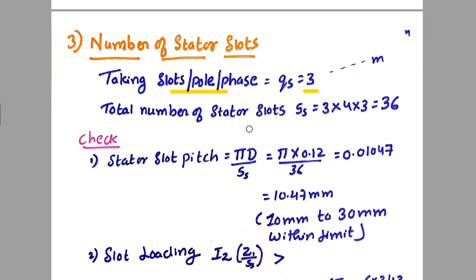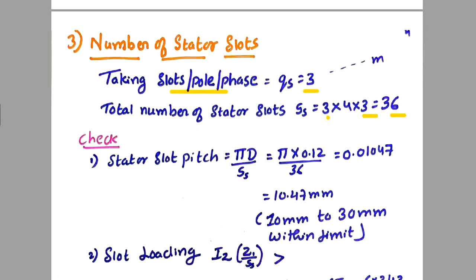So now total number of stator slots. I consider taking slot per pole per phase as 3. So how many stator slots do I require? I will consider 3 as my slots per pole per phase, and 3 is my number of phases, and what is this 4? It is number of poles. So 3 into 4 into 3, you will get 36.